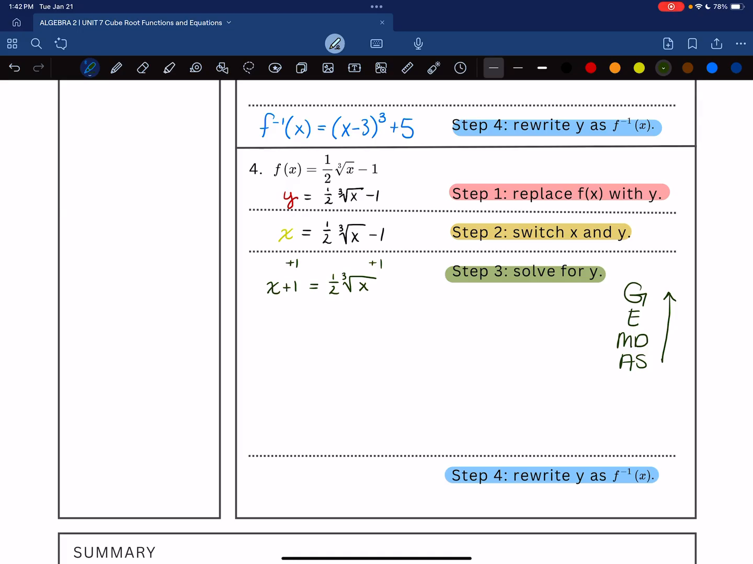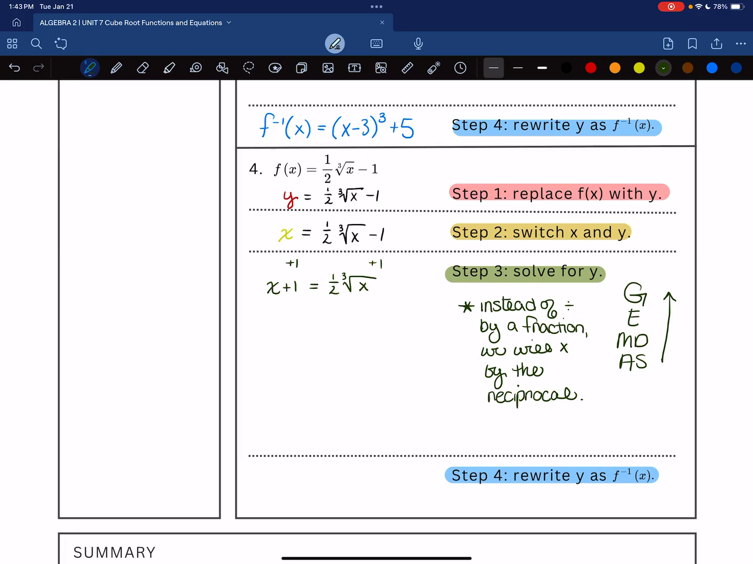And so instead of dividing by 1/2, we don't usually divide by a fraction. Let's make a little note here. Instead of dividing by a fraction, we will multiply by the reciprocal. And the reciprocal is when you are able to switch the numerator and denominator of your fraction.